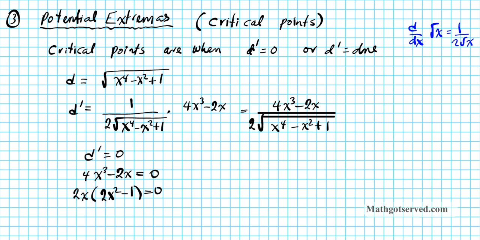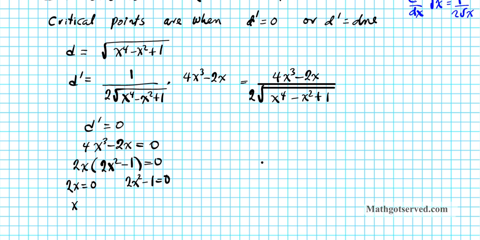Alright, so we're going to set the two factors equal to 0. So we have 2x equal to 0, and 2x squared minus 1 equal to 0. If we solve this, we end up with x equals 0. And if you solve this, you end up with x equals plus or minus root 2 over 2. So these are the points where the first derivative is equal to 0.